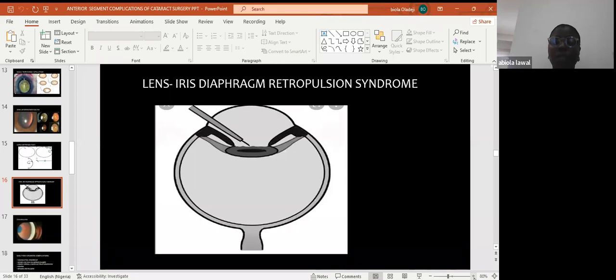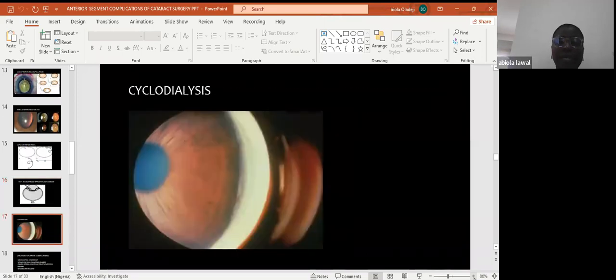Cyclodialysis occurs when there is a separation of the ciliary body from its attachment to the scleral spur, usually the longitudinal fiber of the ciliary body. This is well appreciated on gonioscopy. That's when you'll be able to see the cyclodialysis cleft. It can be mild, moderate, or severe. If it's a small dialysis and there's no significant hypotony with it, it might heal by itself, and patients will be monitored closely for that.